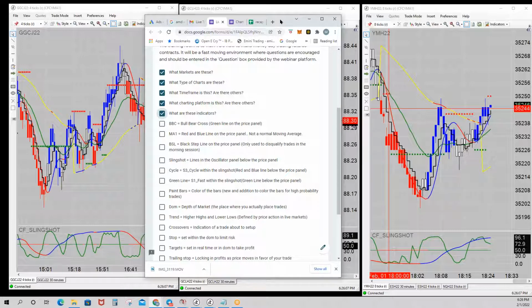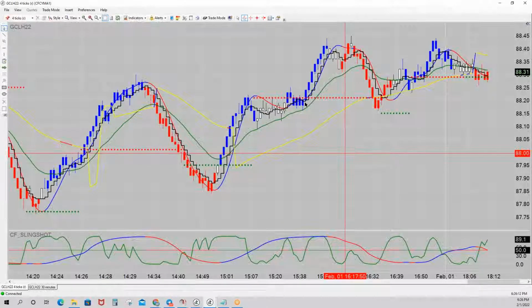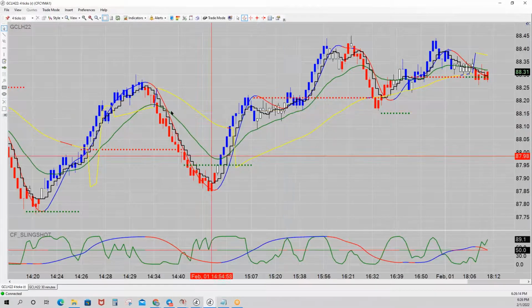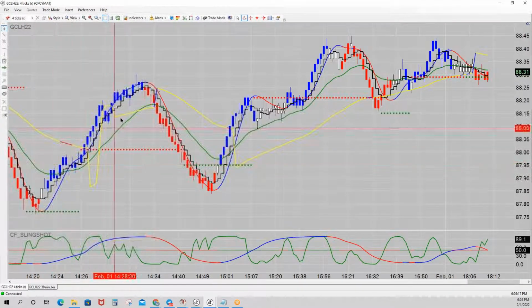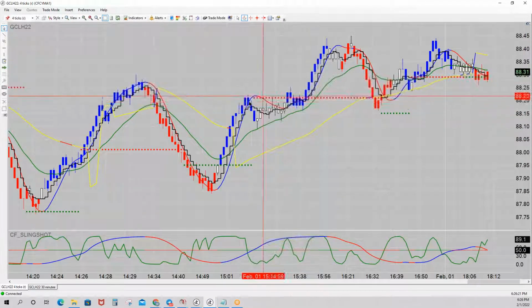The BBC, I'm going to move this over to the side now. The BBC is the green line on price. It is this line right here, on price. That is the BBC. Now, why is that important?